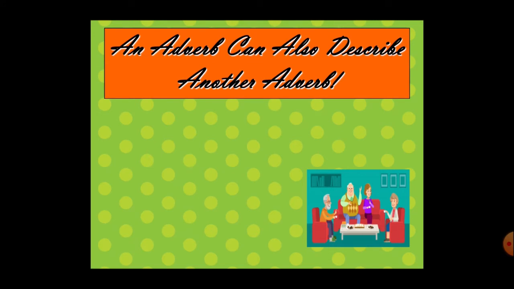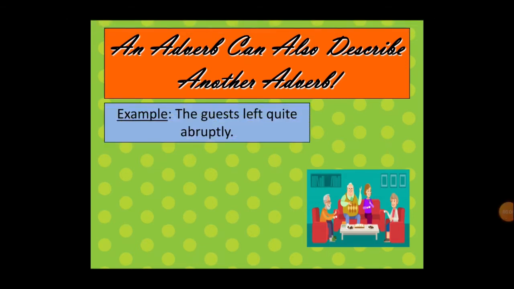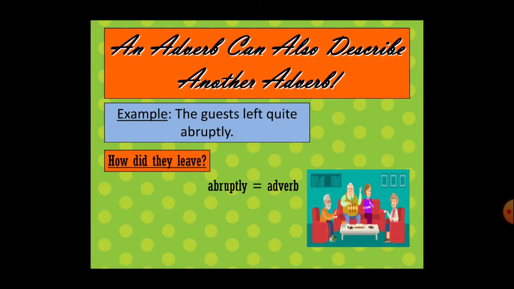An adverb can also describe another adverb. Here is one example. The guests left quite abruptly. How did they leave? Abruptly, which is used as an adverb that is giving us information about the verb left.